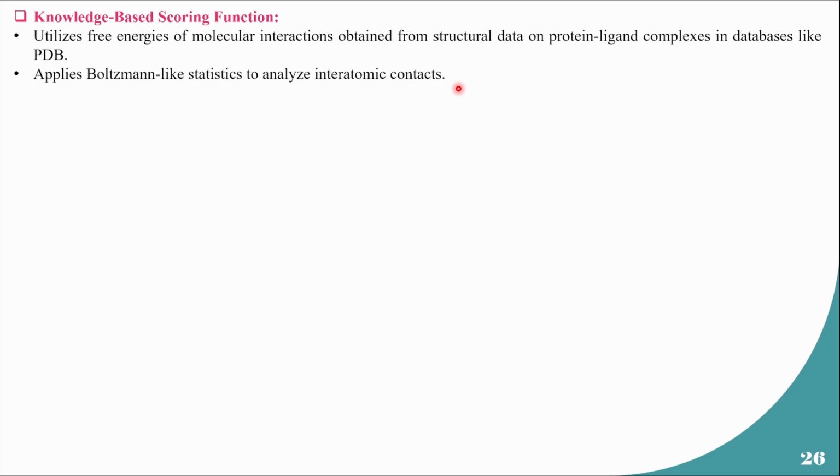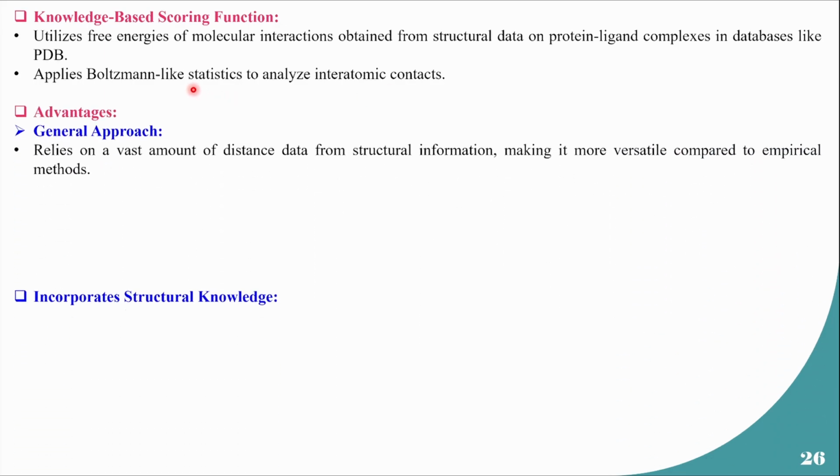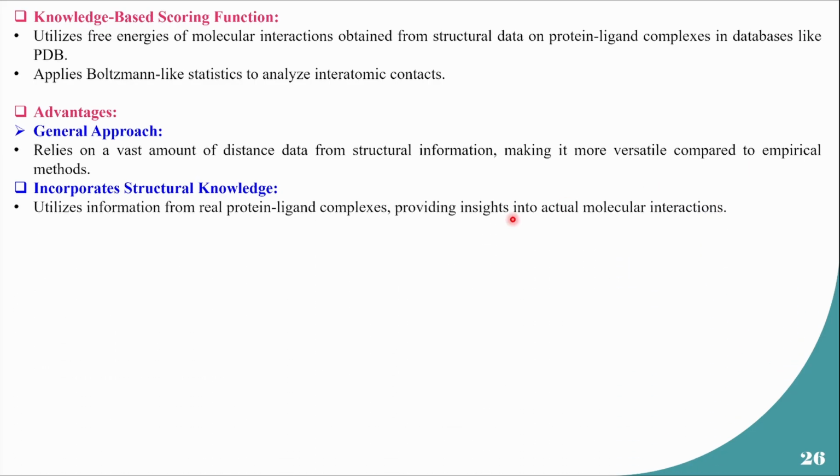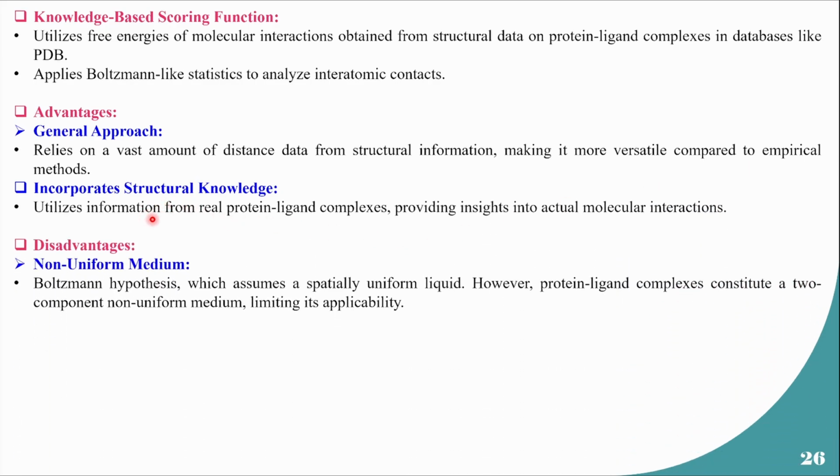So in the knowledge-based scoring function also, for example, you can apply this Boltzmann-like statistics. It has an advantage that it relies on a vast amount of distance data from structural information, so it makes it versatile compared to empirical methods. And it also incorporates structural knowledge, of course. But they had some disadvantages.